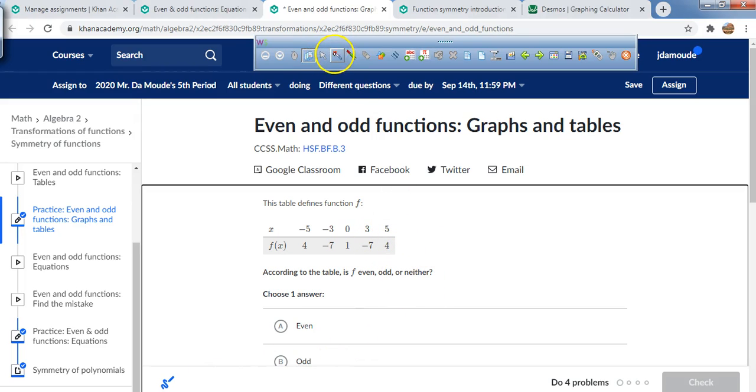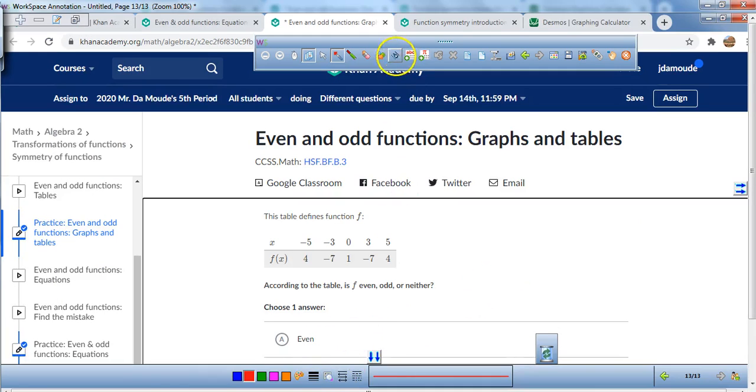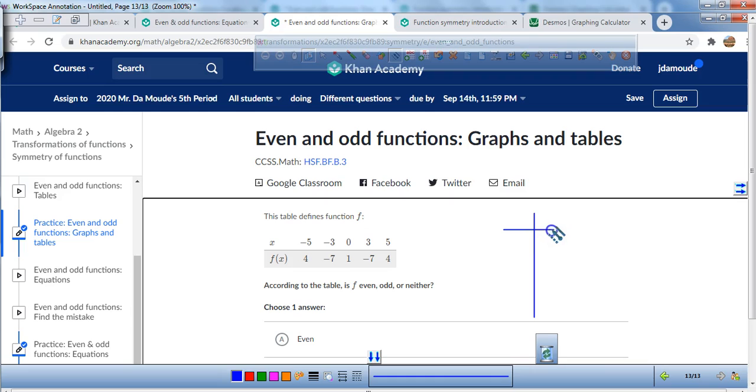Now, when I'm interpreting a table, sometimes what I like to do is make the table vertical, not horizontal. So I'm going to go ahead and make a table right next to it, so I can compare the numbers. Sometimes it's easier for me to see. Maybe you can see things clearly without having to do this, but I'm going to go ahead and do this. And it looks like my domain is -5, -3, 0, 3, and 5. And my range is 4, -7, 1, -7, and then I have a 4.